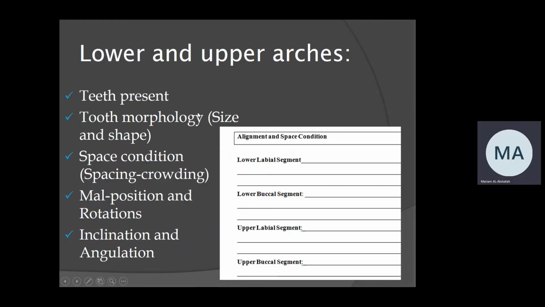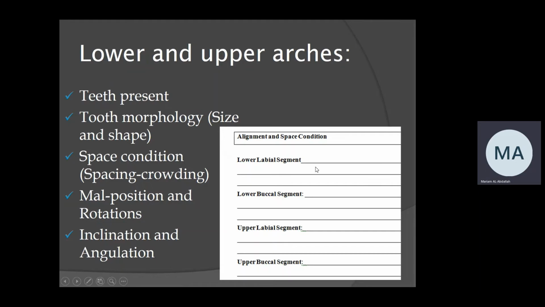Now, everything we talked about in terms of lower arch alone, upper arch alone, should fit in this part of the examination form. Okay, so alignment and space condition, that includes teeth present, tooth morphology, space condition, malposition, inclination, angulation. Now, when I say teeth present, it's different from the teeth that you charted previously. For example, in the lower labial segment, you would say missing central incisors, for example, you wouldn't say that all teeth are present. That's it. It's already there in your teeth present chart.